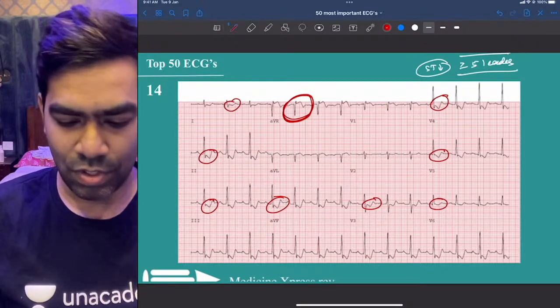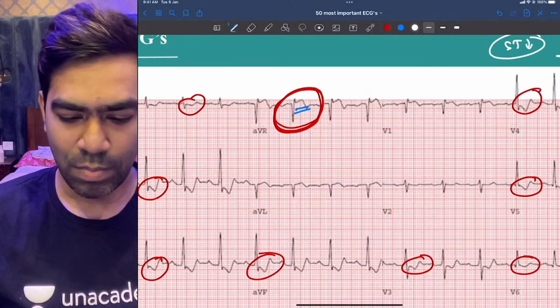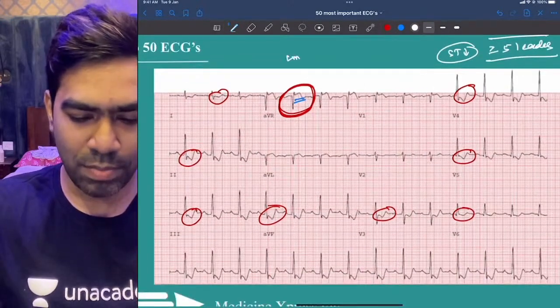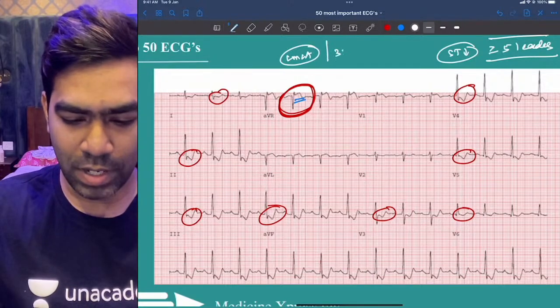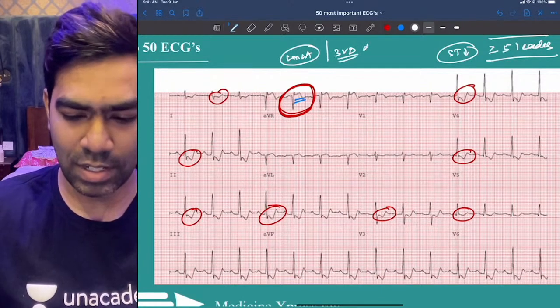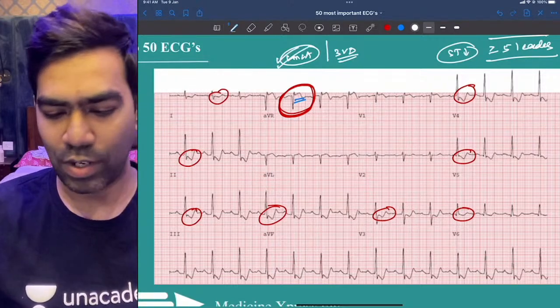If you see this kind of ST elevation in lead AVR, it more often goes towards a left main coronary artery disease. So this is an LMCA disease, or sometimes it could be a triple vessel disease. We call it 3 vessel disease or triple vessel disease. But more often than not, I'm going to diagnose an LMCA disease.